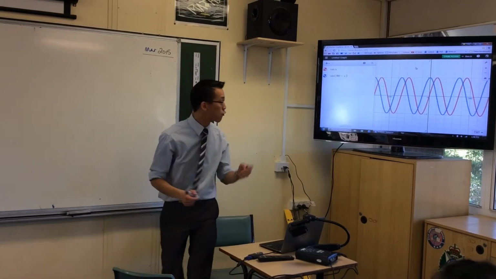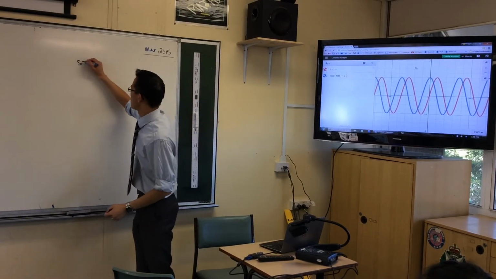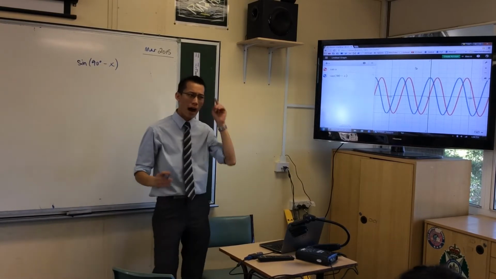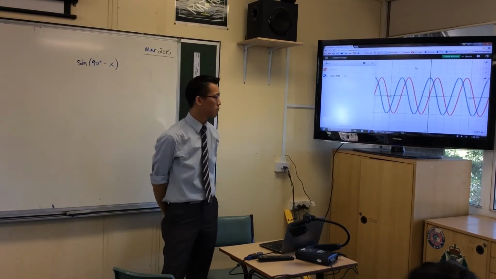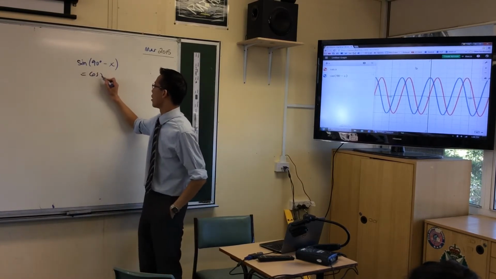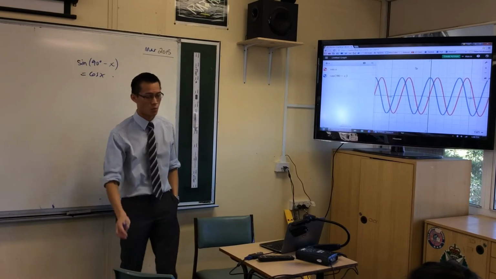Okay. So from the graph, rather mysteriously, I should say 90 degrees minus x, I'm getting the same graph I got for part A. Aren't I? It's cos x, right? It's cos x. Okay, now, why is this the case? Why is this the case?